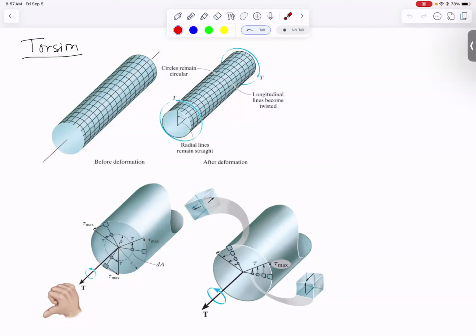So a long, slender bar is circular, and if you go around and draw circles on it and lines, and then apply a torque. The torques here are represented by these little blue curves. We're applying a pair of equal and opposite torques or torsional moments. What's going to happen is that these straight lines that were down the length become a little bit skewed, twisted, but the circles we're going to assume remain circular.